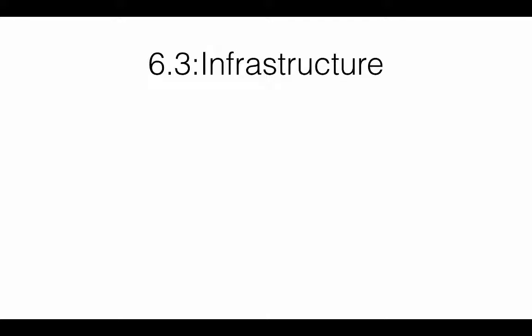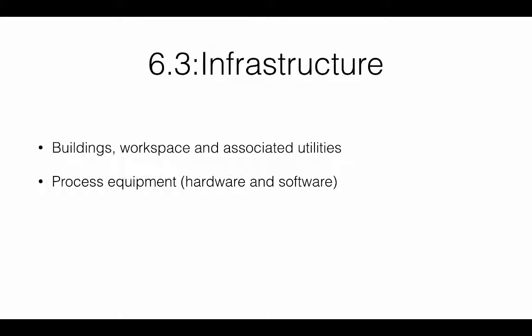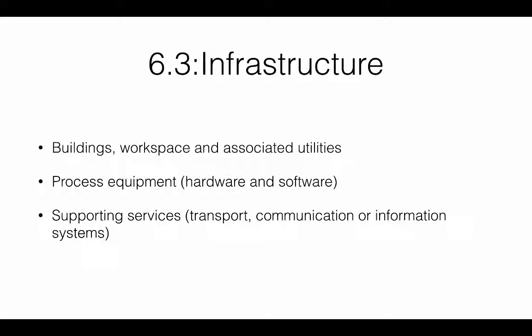Along with personnel, organizations are required to determine, provide, and maintain adequate infrastructure necessary to provide product or service conformity. This infrastructure includes buildings, workspace, and associated utilities, process equipment such as hardware and software, and any required support service such as transportation, communication, or information systems.